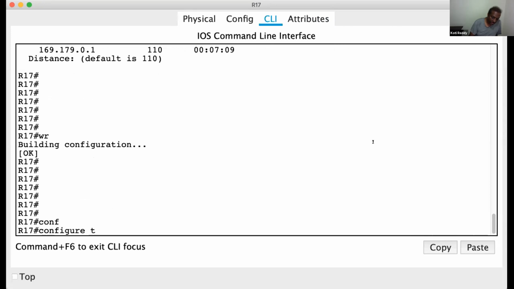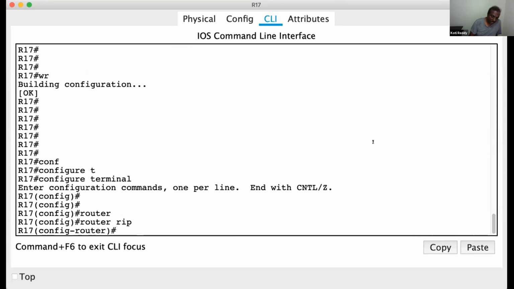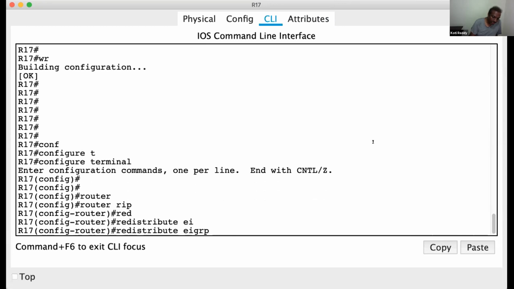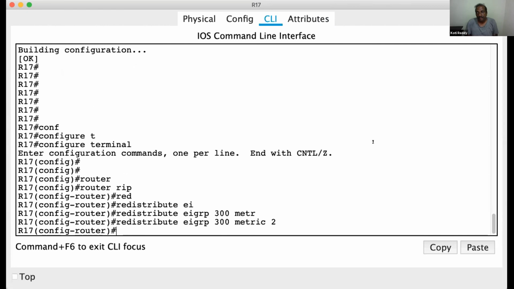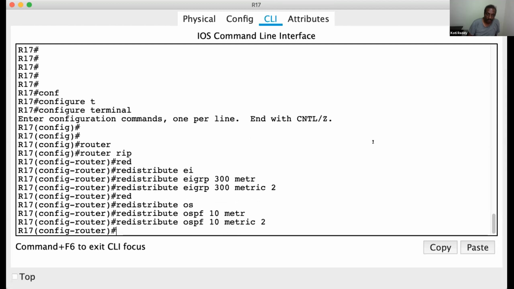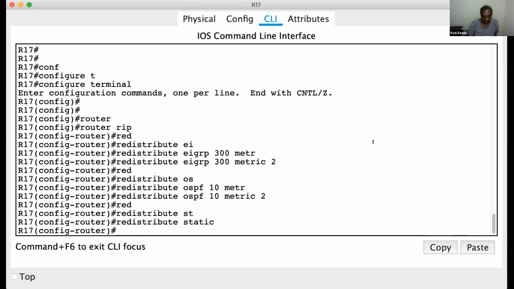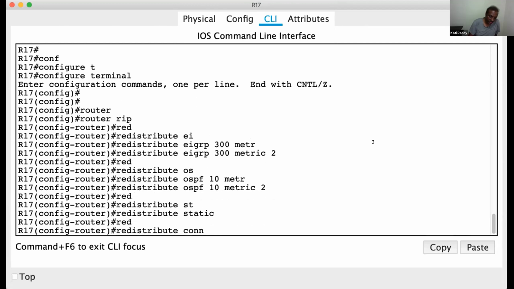I say configure terminal. I say router RIP. I say redistribute EIGRP 300. When I ask RIP protocol to redistribute, I should also mention the metric, right? With what metric? 2. Redistribute EIGRP 300 with metric 2. Redistribute OSPF 10 with metric 2. Redistribute static routes, no need to mention the metric. Redistribute connected, no need to mention the metric.